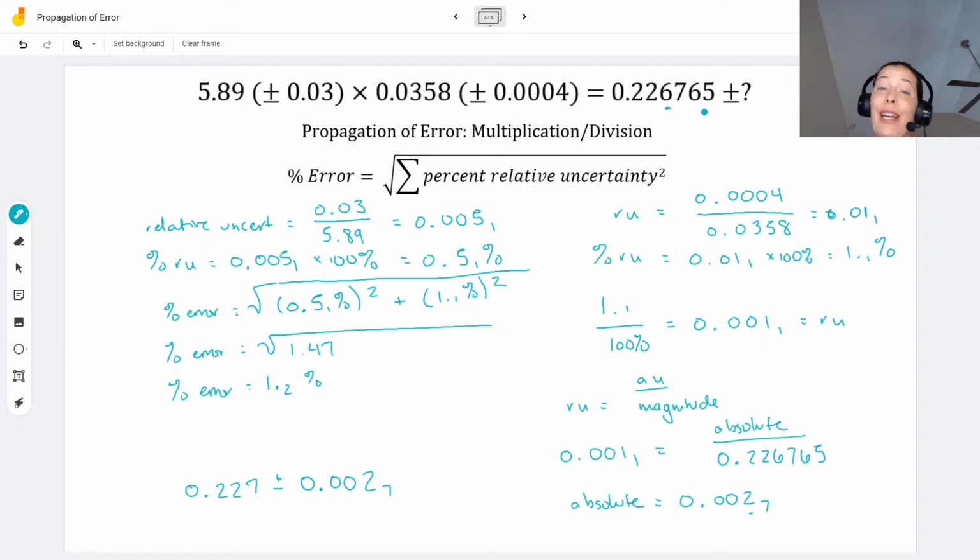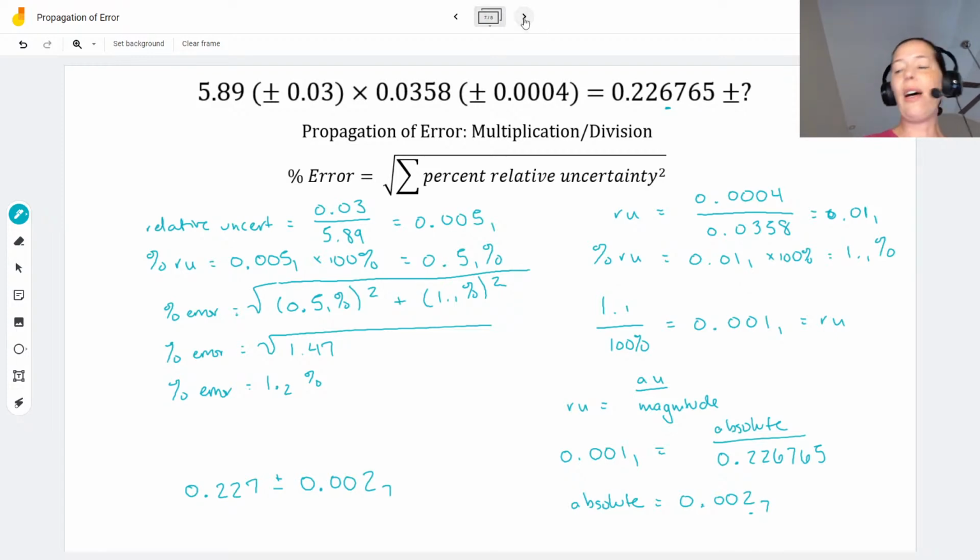You can see that multiplication and division takes a lot more work and a lot more calculation. They're not difficult calculations, but it is important that you keep track of where you are. Are you talking about an absolute uncertainty? A relative uncertainty? A percent relative uncertainty? Because all of those are different things and put you at different points in your propagation. Okay, all right. So that's great.